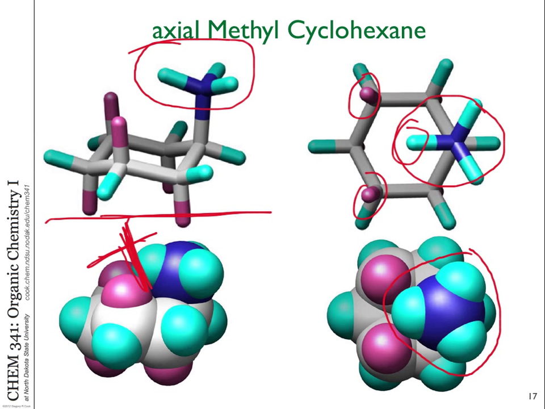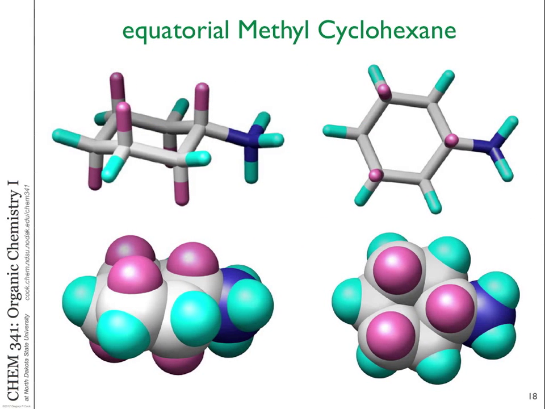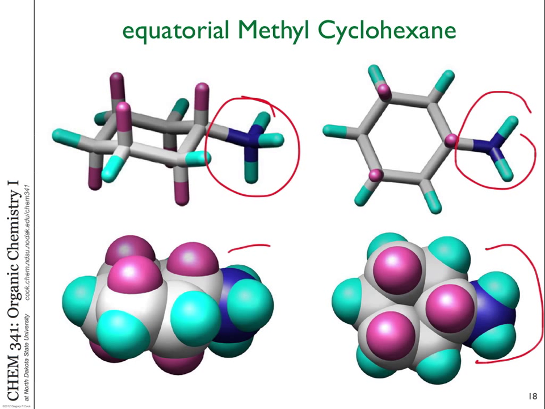If that molecule now flips to put that methyl group in the equatorial position, you see that there's a lot of space for it. Okay? That methyl group is not bumping into anything. Here's the side view, and here's the top-down view, and you can see plenty of room for that CH3. It's not bumping into anything else. Okay? So clearly, the equatorial positions are less sterically crowded.